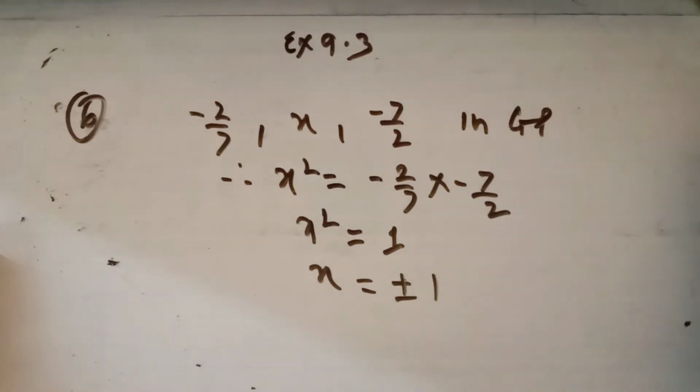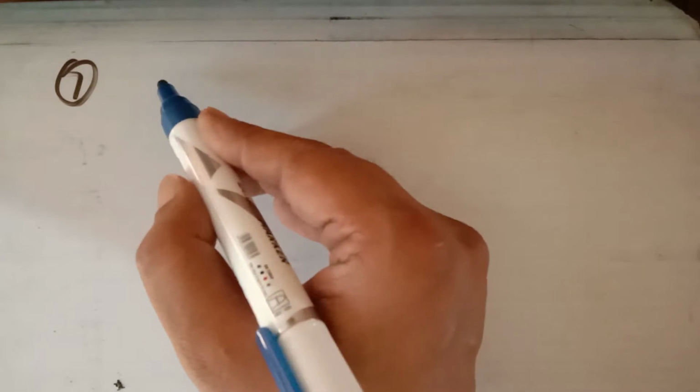Now this is a very simple question. In questions number 7, 8, 9 and 10, you have to find the sum. In question number 7, 20 terms you have to find. So what is given here? You have to find the sum of the first 20 terms of a GP.